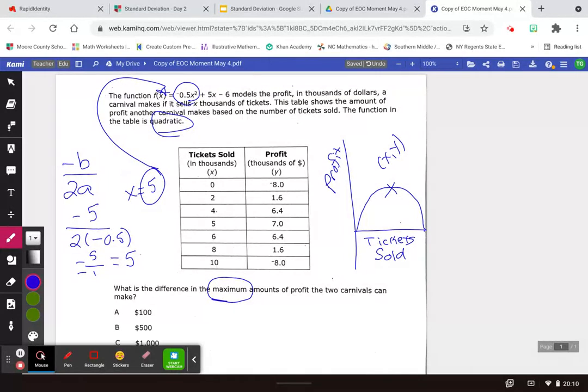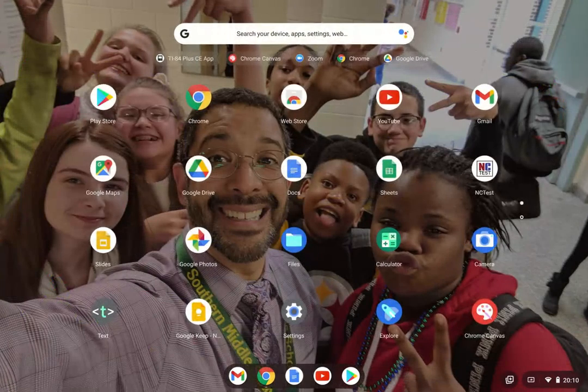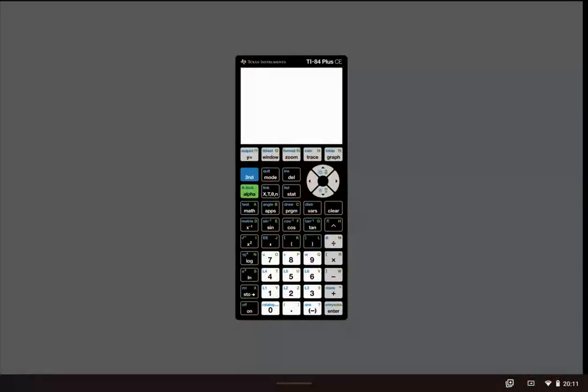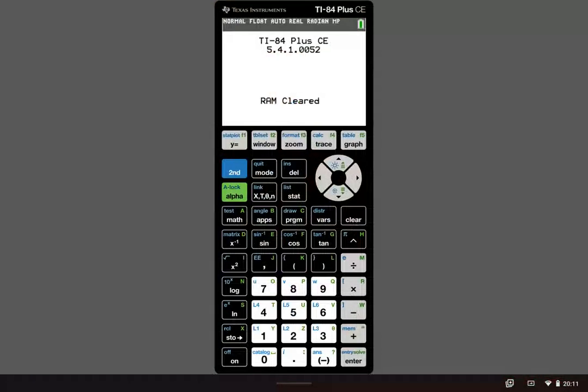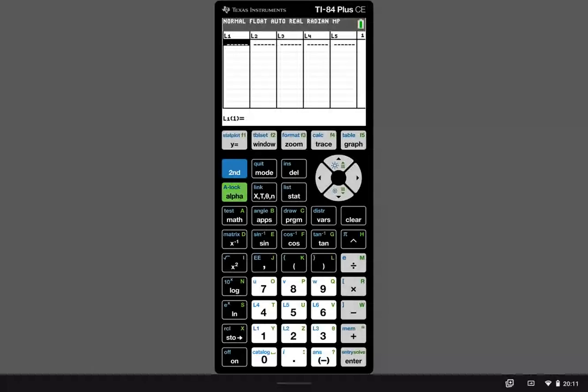Now, when you look at this table, if again you read your problem, it says the function in the table is quadratic. So the way you're going to find your equation for the quadratic is you're going to use the same steps that we used the other day when we were solving quadratic functions on our calculator. Okay, so if we bring up the calculator, we're going to go to Stat, Edit, okay, and then in list 1, for all of your tickets sold, you're just going to type those numbers. So here we go.